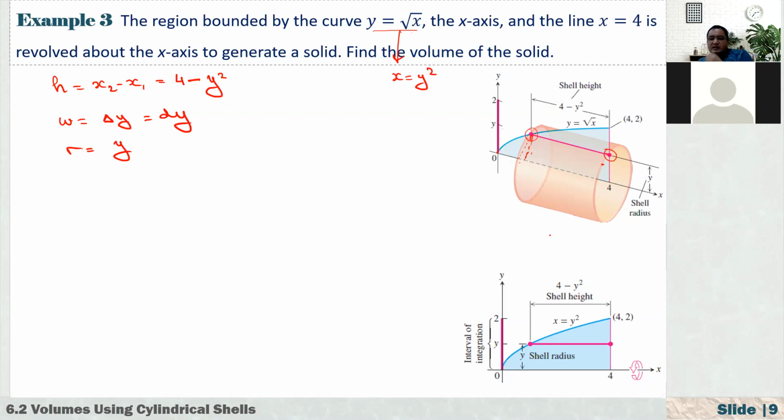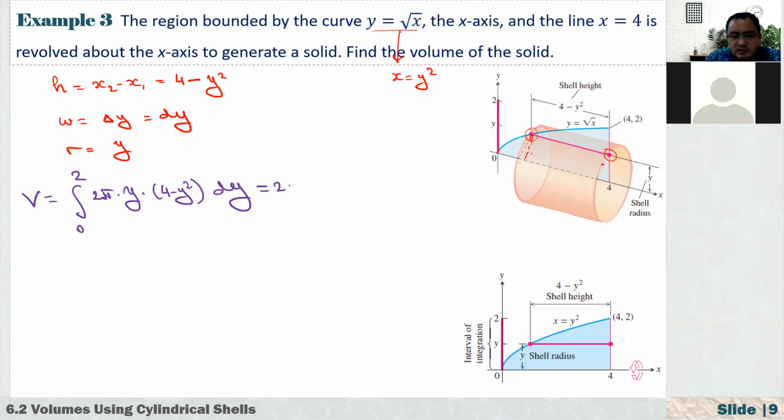So the volume of this one will be equal to, what is the volume? Volume is equal to the integral, and y is changing from 0 to 2, right? Because we are revolving this about the x-axis, not the y-axis. And here we have 2 pi, shell radius that's equal to y, and shell height that's equal to 4 minus y squared. And here we have dy. So that gives us the volume of this solid.